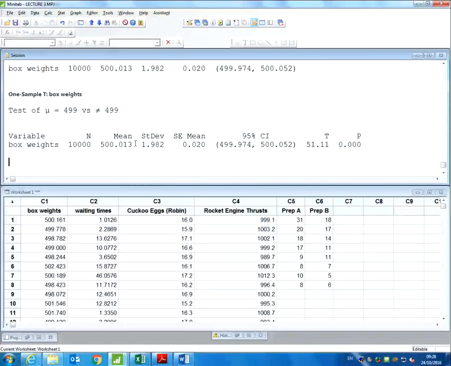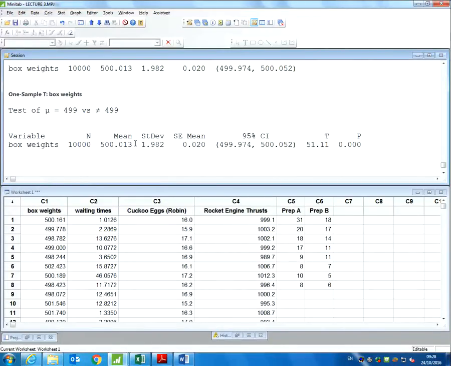Someone said in the computer practical last week, why wouldn't your null be mu equals 500.013? Can you all see that's the sample mean? So someone asked the question last week, why is this the null? Why isn't that the null? It's because you set up your null and your alternative before you collect your data.